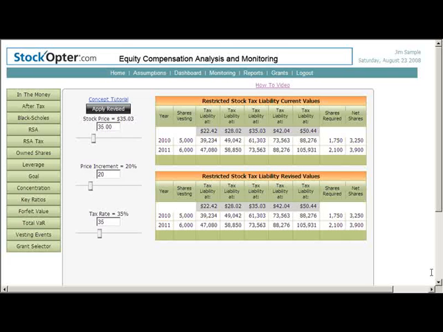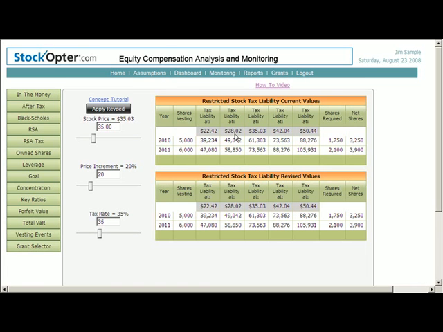Let's look at Jim's RSA Tax Liability Dashboard to understand the calculations. In 2010, Jim has 5,000 shares vesting, which will generate a tax liability. The stock price at that time is unknown, so the dashboard shows a range of possibilities, starting with the current price of $35.03, and then increasing and decreasing in 20% price increments as defined on the company input page.